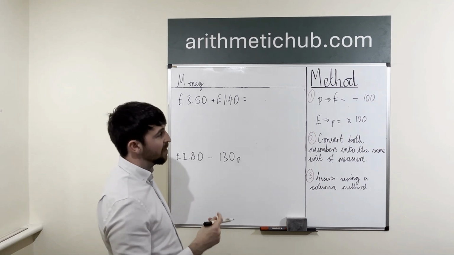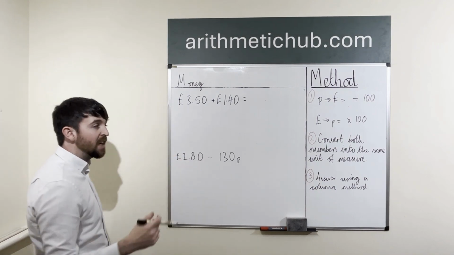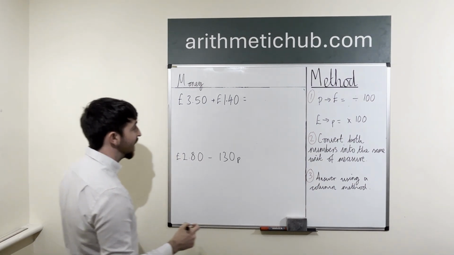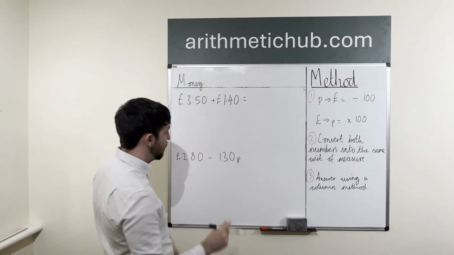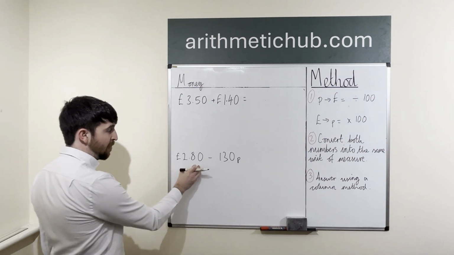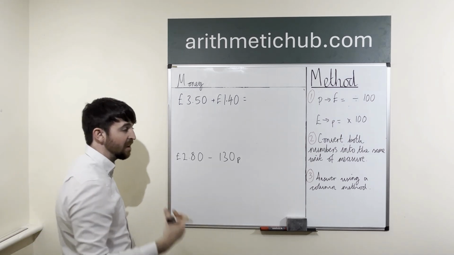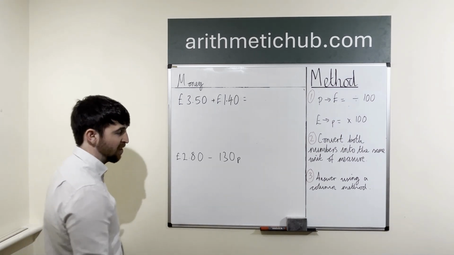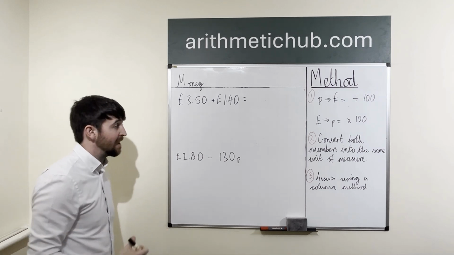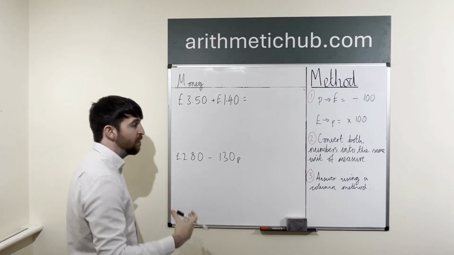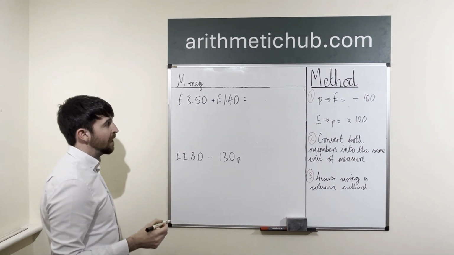So the first part is exactly the same, converting between pounds and pence. The second part says convert both numbers into the same unit of measure. That's fine for a question like that here. Here it's in pounds and pence. Here we have one in pounds and pence and one just in pence. So what we're going to need to do is convert these so they're both in the same unit of measure. And then finally it says answer using a column method. That's just the easiest way to answer questions like this once we've converted both numbers into the same unit of measure. So £3.50 add £1.40.